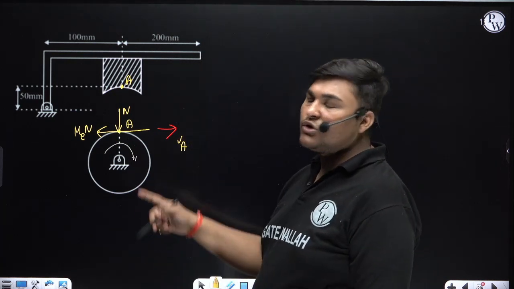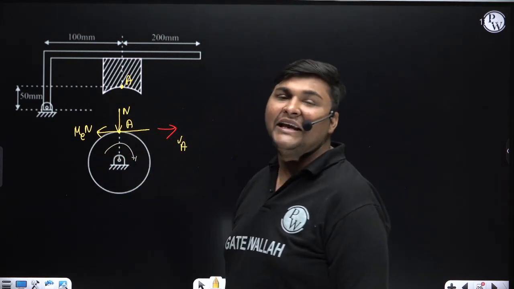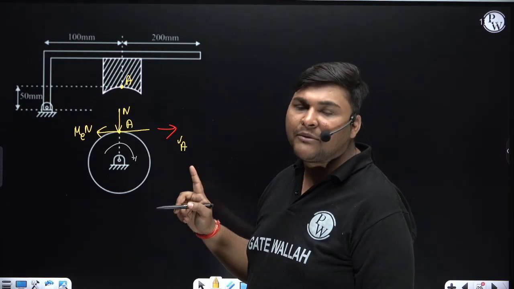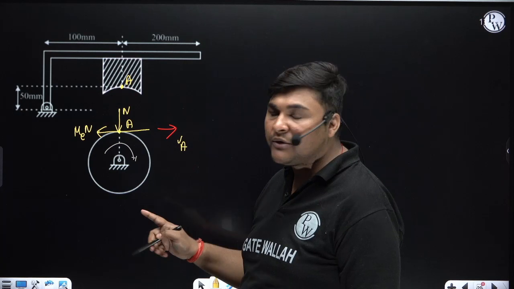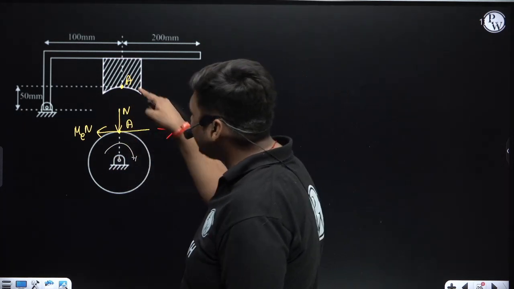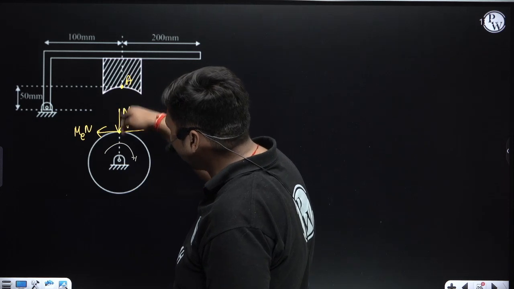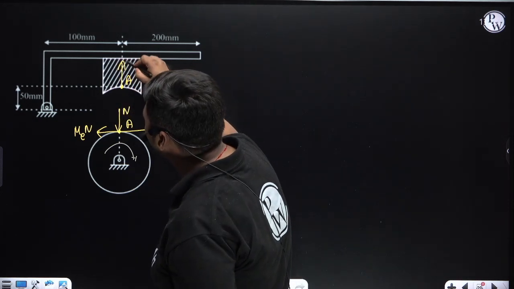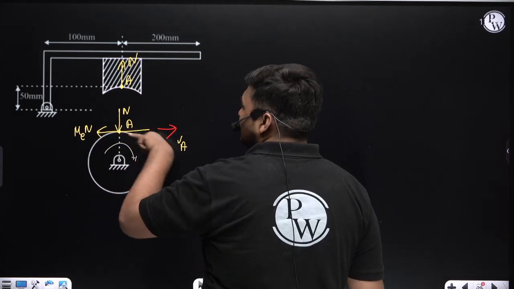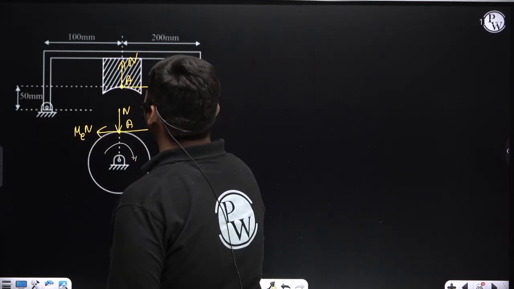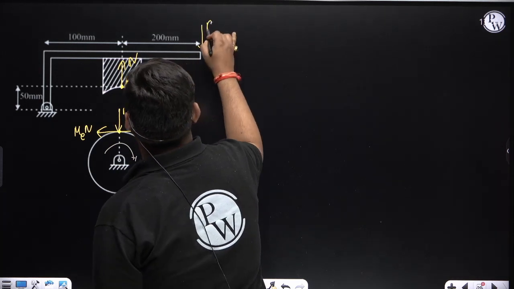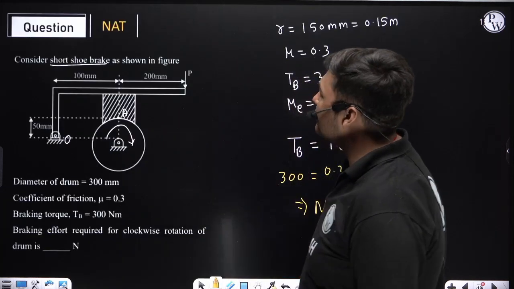Now we will draw this contact force N and friction force in the FBD of lever. In the FBD of lever, the contact force at point A will be opposite to the contact force in the FBD of drum. Means in the FBD of lever at point A, since N is coming downward in the drum, here N will come upward. Friction force in the FBD of drum is coming here, so in the FBD of lever it will come here. This is the direction of braking effort, which is already given in the question.